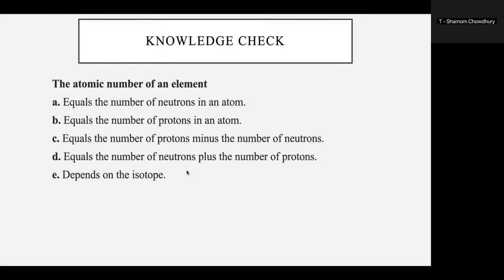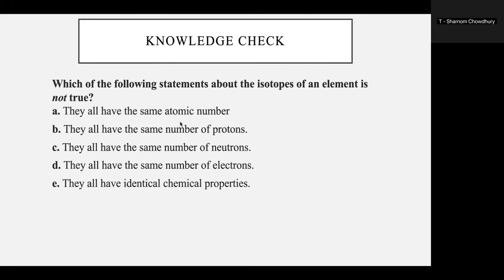Okay, we've got a lot of answers. So the atomic number of an element is, yep, B. The atomic number of an element is the number of protons in an atom. So hydrogen has one, so the atomic number of hydrogen is one, and so on and so forth.